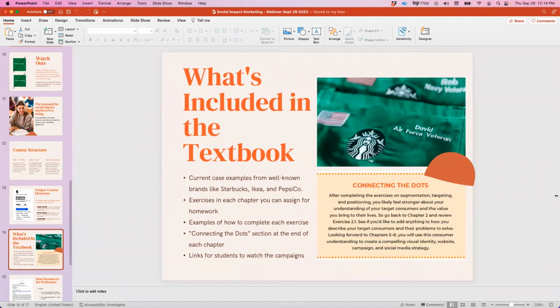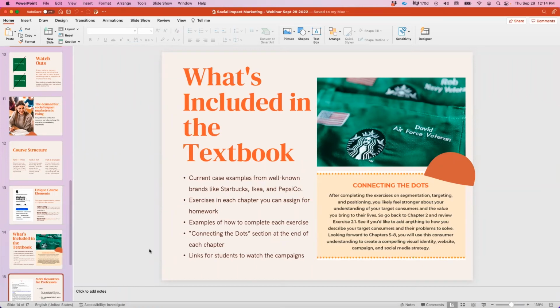But also there's a connecting the dots section in each chapter. So students can see how what I've worked on in this chapter connects back to what I did in previous chapters and how it sets me up for future chapters. And then there's links for students to watch campaigns. So these links are hyperlinked in the digital version of the textbook, and the URL is spelled out in the physical copy of the book.